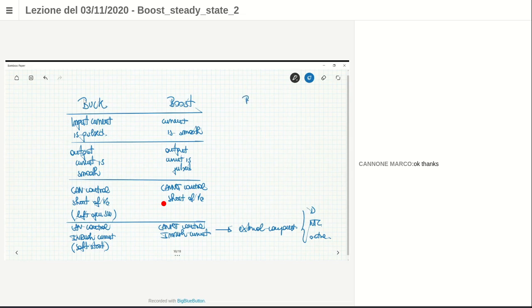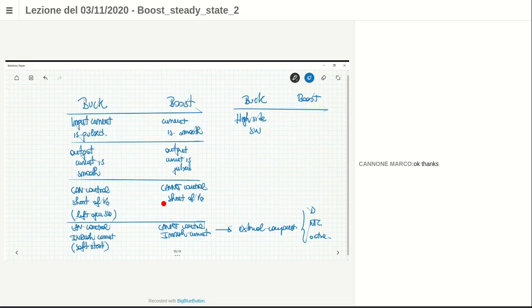Let me continue this table on this side. The switch in the buck is a high side switch. High side means that neither the drain nor the source of the switch is connected to ground. High side switches can be difficult to operate because they need a specific gate driver, a high side gate driver. They are expensive, complicated, etc.